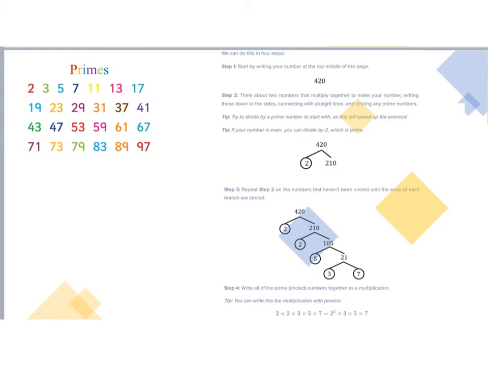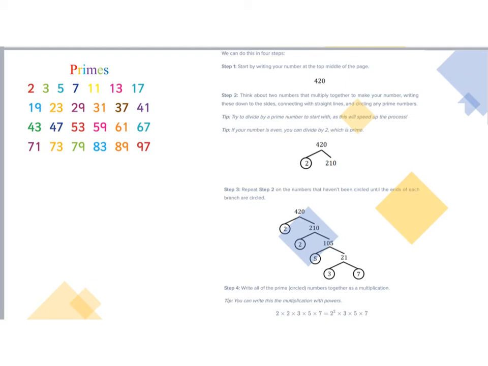Step 3. Repeat step 2 on the numbers that haven't been circled until the ends of each branch are circled. So here we've done 420 divided by 2 makes 210, which isn't prime. Divided by 2 again makes 105. 2 is prime, 105 isn't, so we need to continue with 105. We're going to divide this one by 5. It ends in a 5, so that's a nice number. How many 5s go to 105? 21. And 21 isn't prime either, so we're going to go down to 3 times 7, which are both prime, and then we stop.